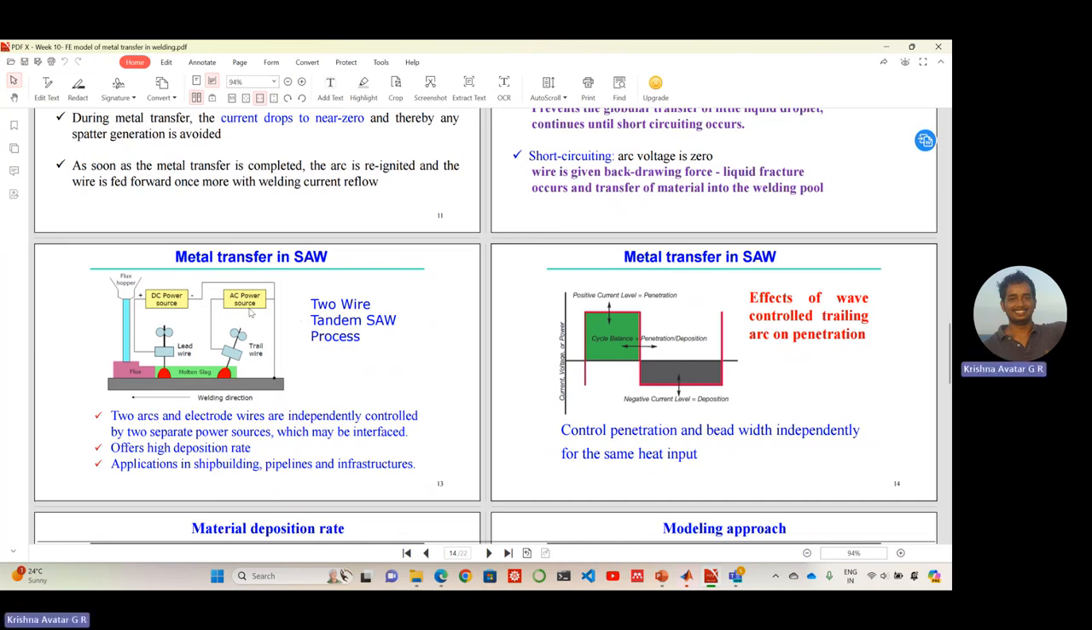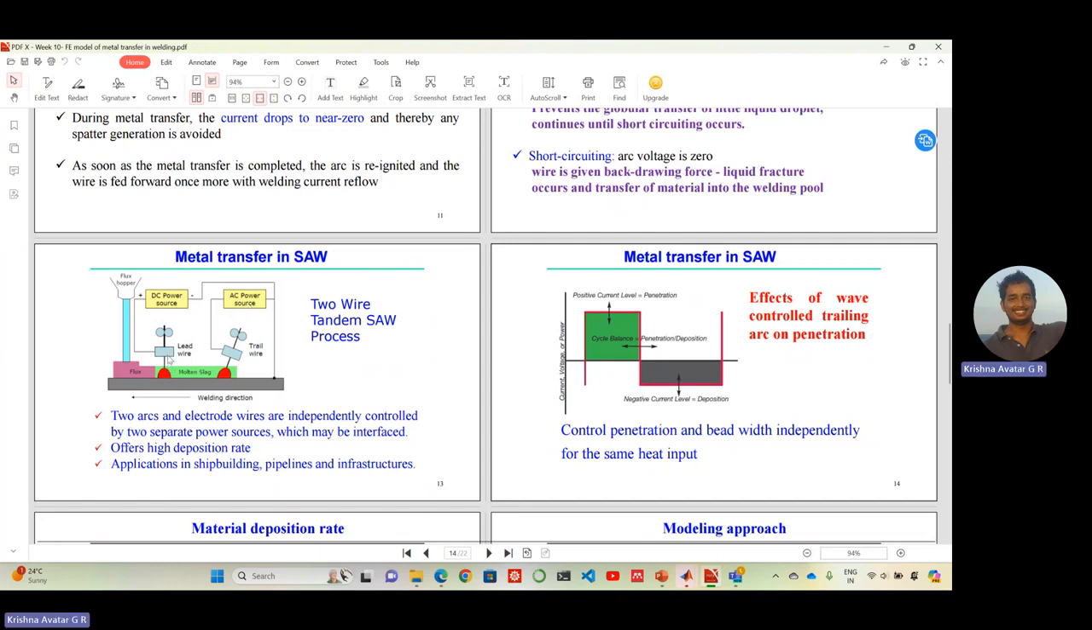So we have this AC power source. In this case, there is a two-wire tandem SAW process. So we have two arcs, the first arc and the second arc, and they are independently controlled by two different power sources. One power source is a DC power source, the other one is the AC power source.